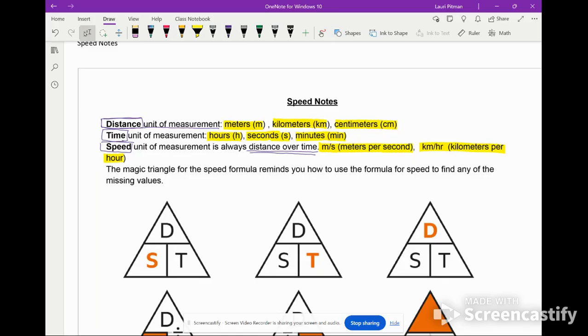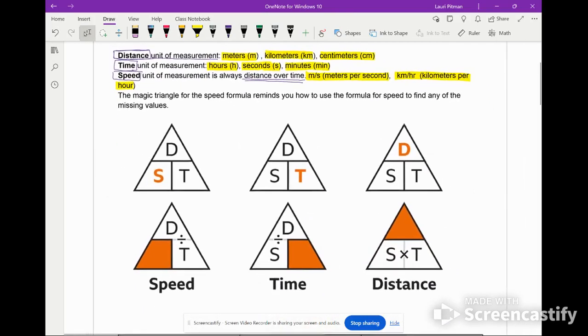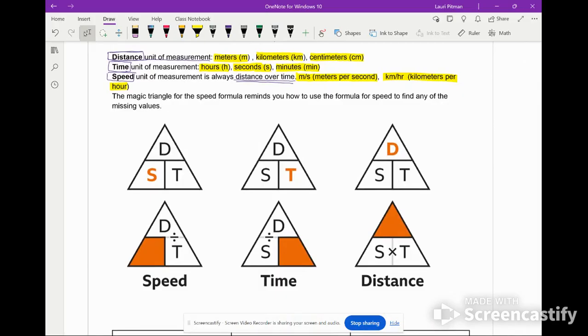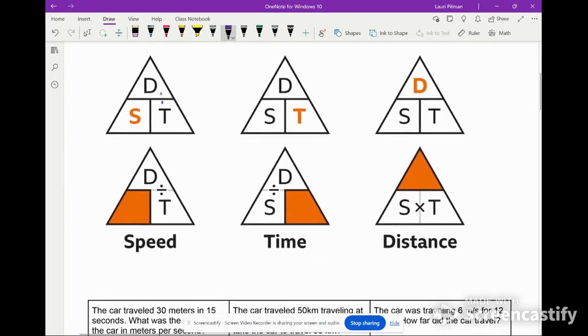Okay? Now you need to know how to use your magic triangle. Each magic triangle kind of gives you just this cheat sheet for how to use these calculations. You're always going to be calculating for some missing value. Okay, the original formula is distance divided by time, which would give you speed. But sometimes they'll ask you for different things. So if you see here in my triangles, it's showing you what you need to do in order to solve for the missing value.